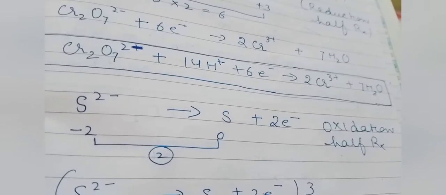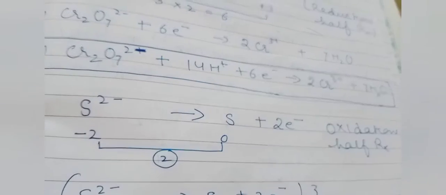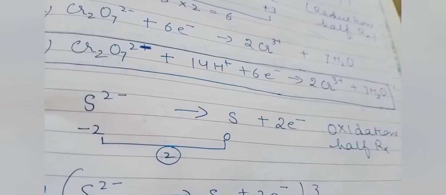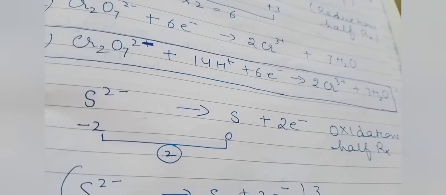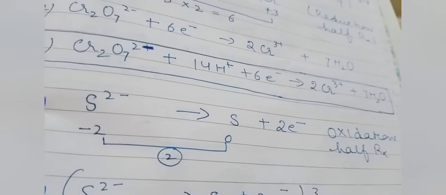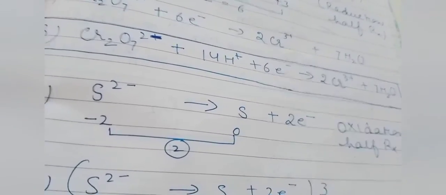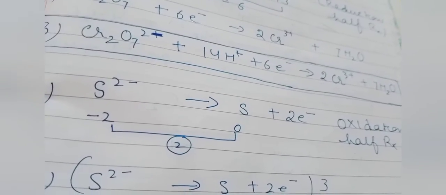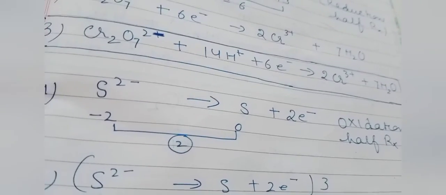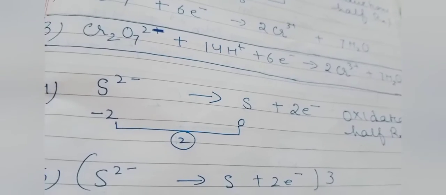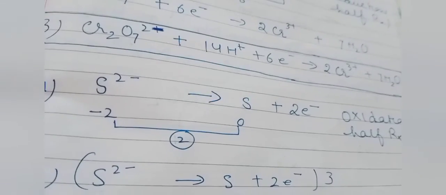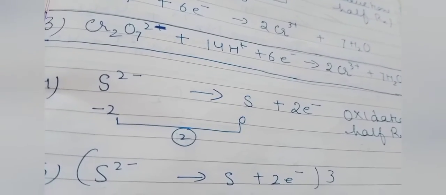This step is the oxidation half reaction. The oxidation state of sulfur in sulfide is -2, while on the product side sulfur has oxidation state 0. So the change is 2. As the reaction is an oxidation reaction, electrons will be added to the product side. Therefore we will add 2 electrons to the product side.